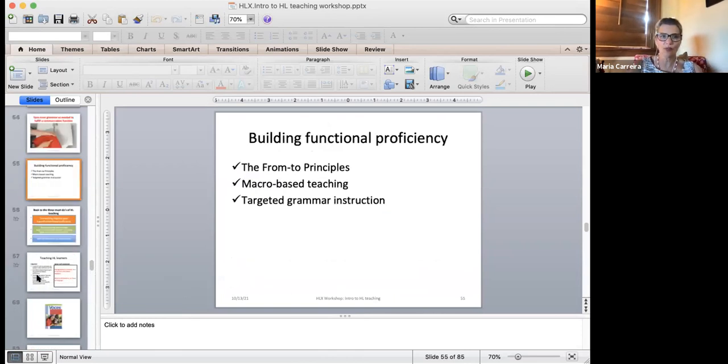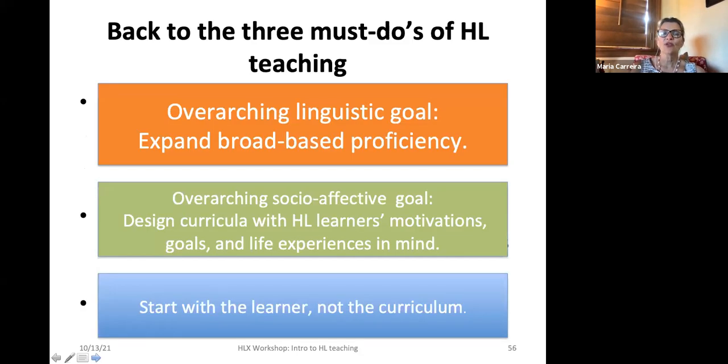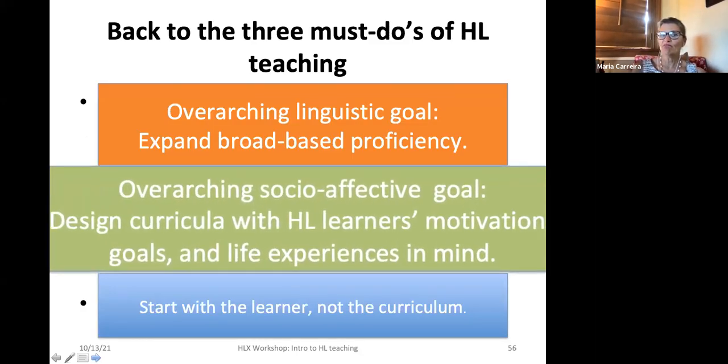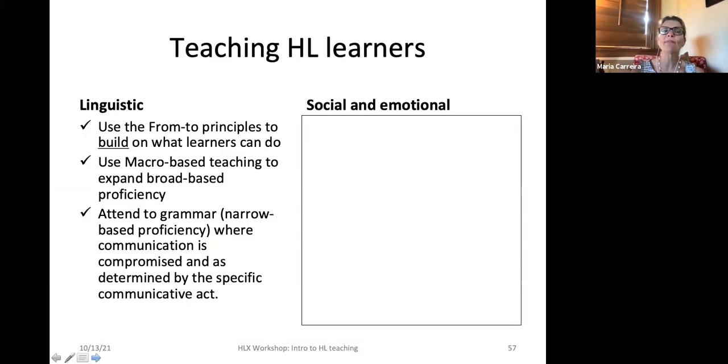So we had now seen all three: the from-to principles, macro-based teaching, and targeted grammar instruction. So now that we've done, in a quick way, a bird's eye view of what it means to expand broad-based or functional proficiency, we can move to the socio-affective domain, which is a very important dimension of HL teaching.